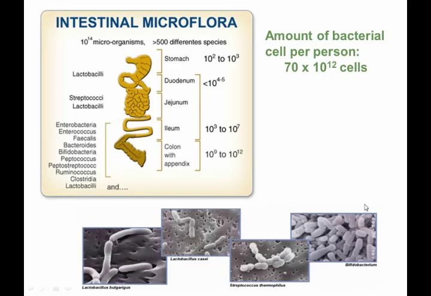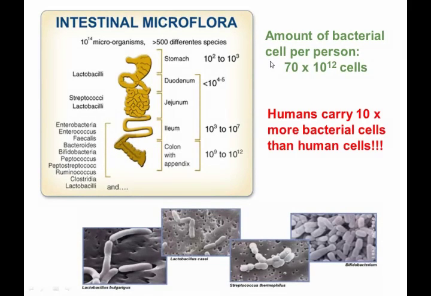Another thing to think about is us and microbes. They're the most abundant life form on Earth, but just think about how many we have in our intestine. 10 to the 14th microorganisms, and this shows the different regions of the intestine and the type of bacteria that are normally present. And if you look at this, the amount of bacterial cells per person, 70 times 10 to the 12th. So we are literally walking bags of germs, right? We have 10 times more bacterial cells than human cells. The good thing is most of them don't make us sick.